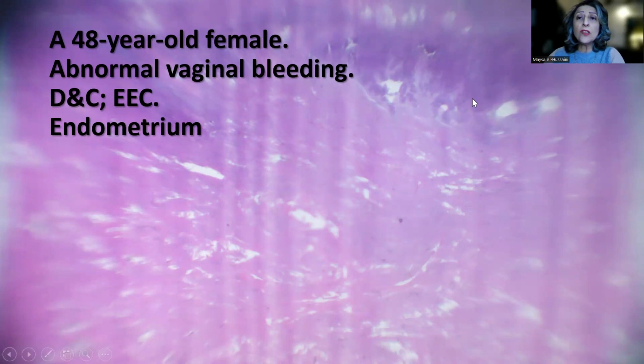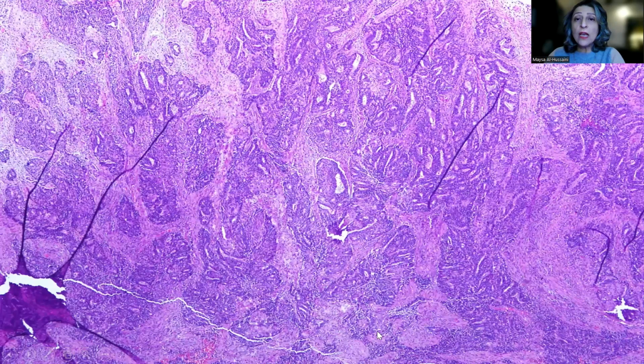And in the endometrium, this is the scanning power magnification. And what I wanted you really to see is that the tumor was confined only to the endometrium and barely invading into the myometrium. Most of the myometrium was free of tumor, and there was no evidence of lymphovascular invasion. Now, on high power magnification, as you can see, this is the tumor, this is the surface, and this is the area of the maximum invasion, really barely invading beyond the endometrium into the superficial part of the myometrium.